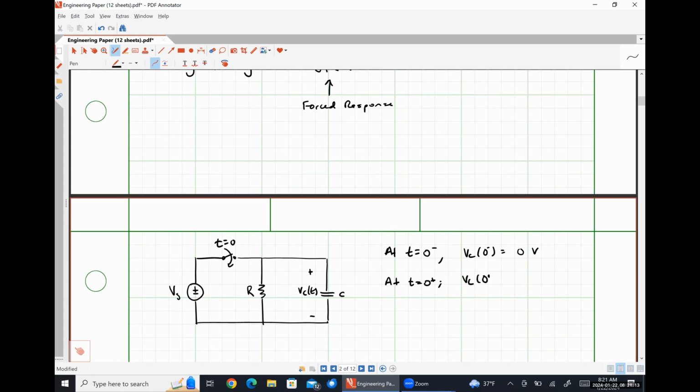At t is equal to 0 plus, what does the voltage drop across the capacitor have to be? Voltage drop across a capacitor cannot change abruptly. So if it was 0 volts at 0 minus, it has to continue being 0 volts at 0 plus. At t is equal to infinity, what will the voltage drop across the capacitor be, Camden? Vs.